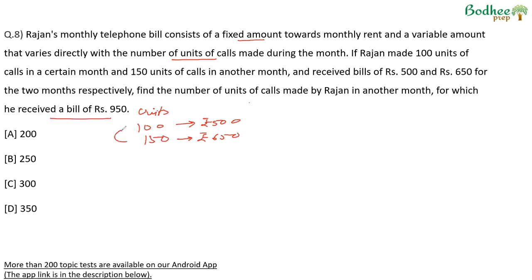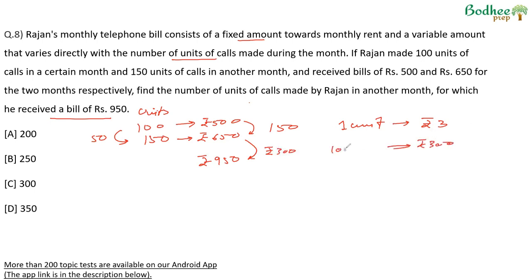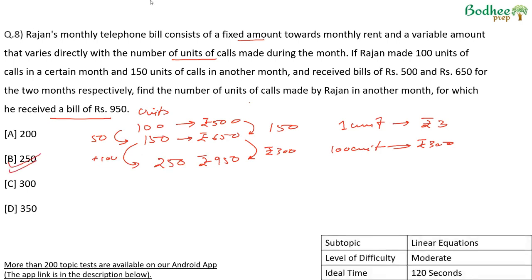Now, when the number of units increases by 50, the bill increases by 150. Therefore, 1 unit increase will lead to an increase of rupees 3 in the bill, 150 upon 50. Now, if the bill is 950, the increase has been rupees 300. For rupees 300 increase, the number of units has to increase by 100 proportionally, 3 into 100. So add 100 to this. The number of units called is 150 plus 100, which is 250, my answer. And therefore, I'm saying not a very difficult question, easily can be done in 2 minutes.